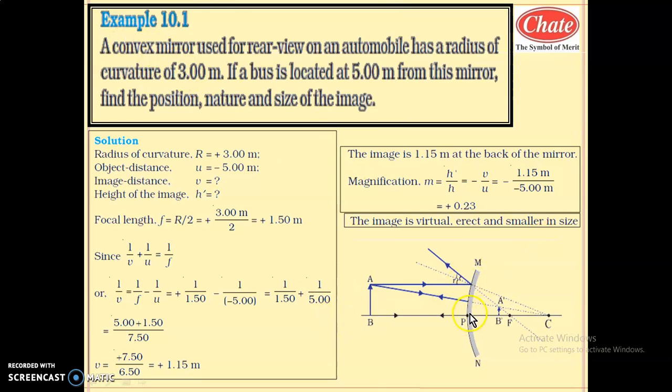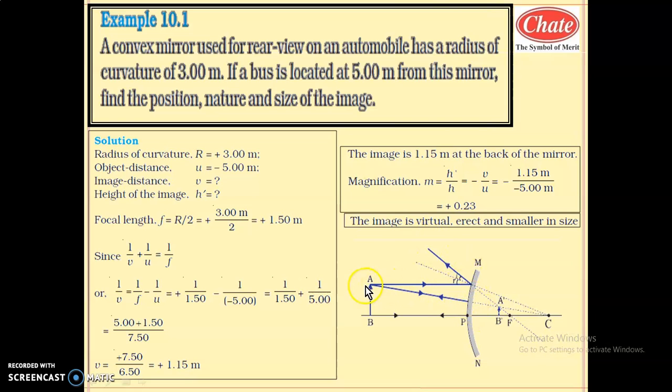So the object is in between infinity and pole. Its image will be virtual and erect. It is behind the mirror. So the first ray is parallel to the principal axis. It reflects with respect to the focus. It cannot go toward the focus, but it will reflect along the line of the focus.